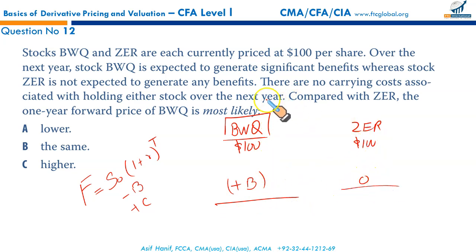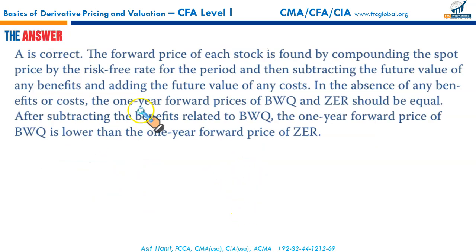The question says, compared with ZER, the 1 year forward price of BWQ is most likely to be lower because the benefits need to be deducted in order to calculate the forward price. Had there been no benefit or cost, both would have the same forward price. But since BWQ has a benefit, the future value of the benefit needs to be deducted, so its value will be lower. That makes A the correct option.